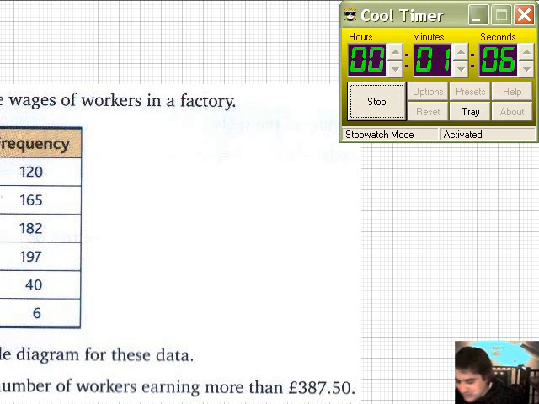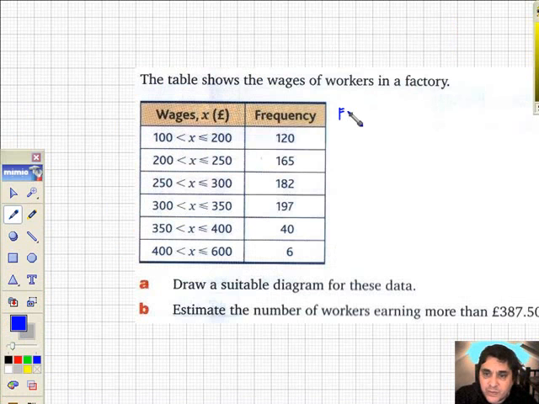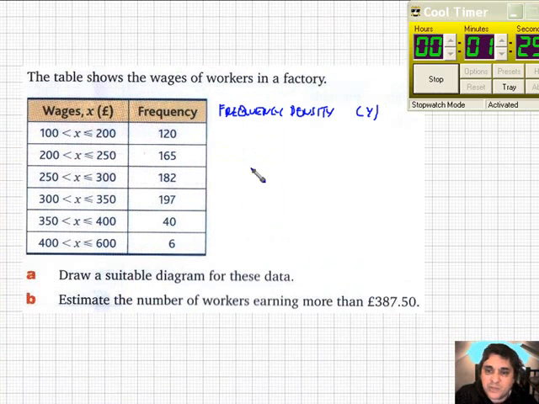This is question 2 on page 107. This is grade A all the way. So let me just work with me on this one. I want to do the frequency density. And this will represent the y-axis when we plot it on the other page.